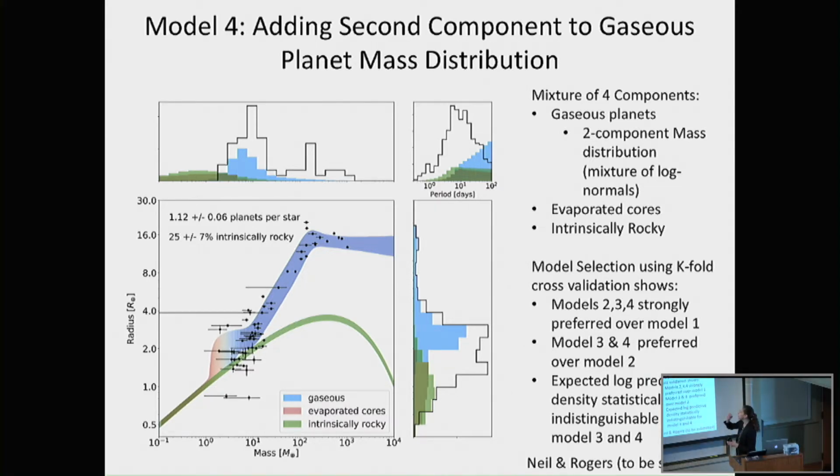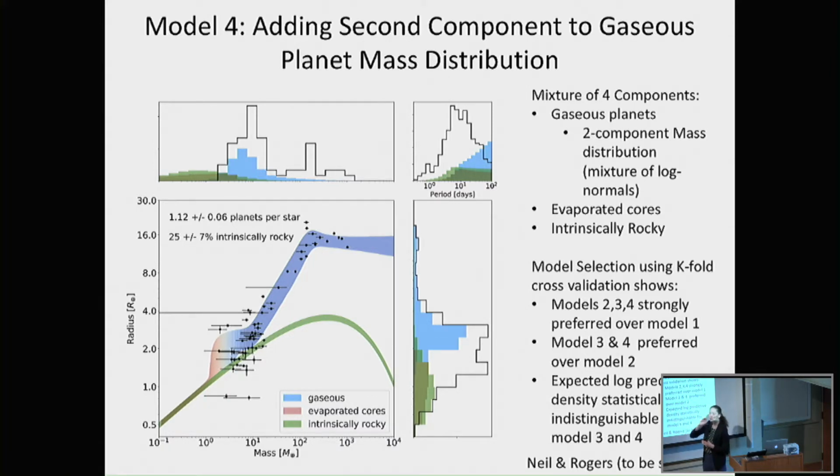And so in this case, I've shown a suite of 4 models. The first is a single planet population, which is similar to the analyses that have been done to date. The second allows for a population of planets that retain their envelopes and a population of planets with evaporated cores. The third adds an additional population of planets that intrinsically formed rocky.